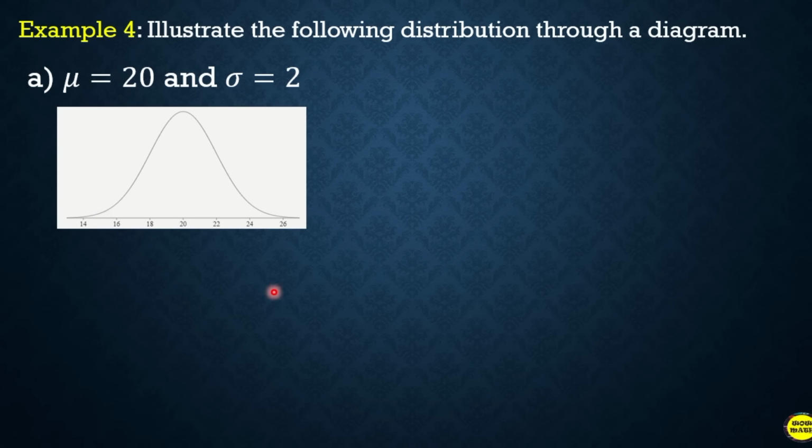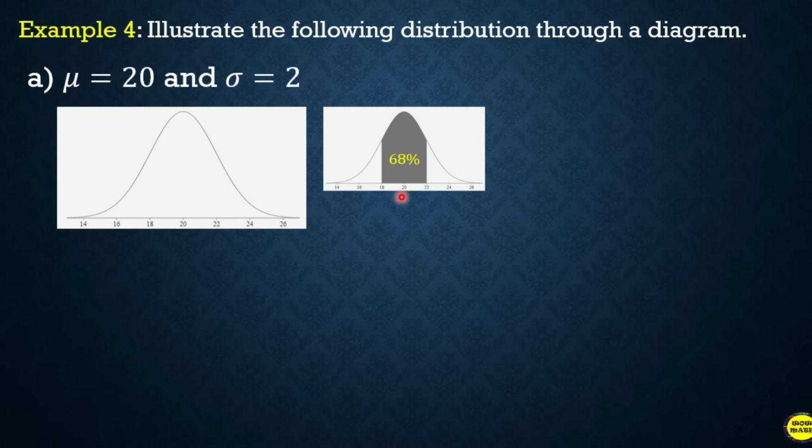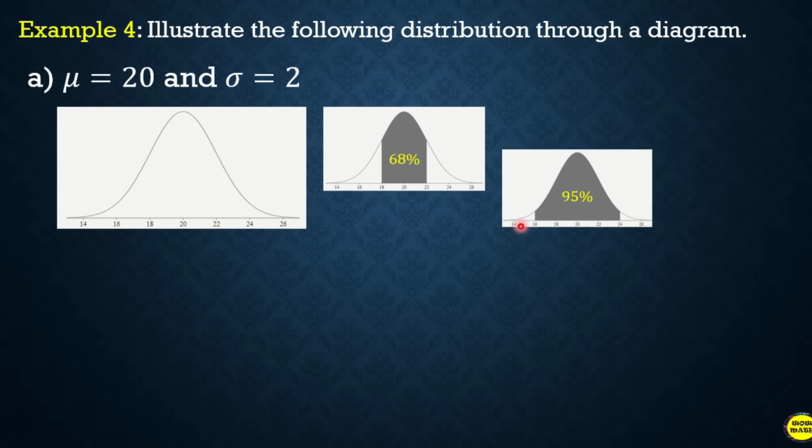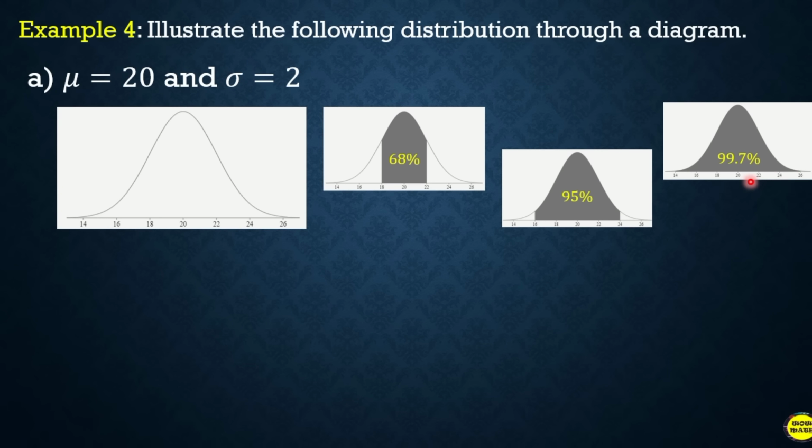So kung kukunin natin yung 68%, ibig sabihin, yung graph natin, kapag sinade natin yung 68% mula dito kay 18 papunta sa kay 22. So ito yon. Okay, mula 18 to 22. Kapag 95% naman, mula 16 hanggang kay 24. Okay? Kapag 99.7% mula kay 14 to 26.